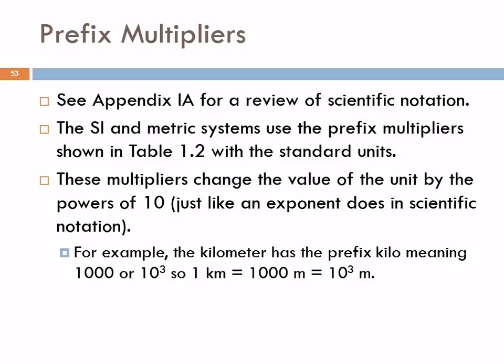The prefixes used in the metric system are multiples of 10. So they're 10 to the third, 10 to the minus 6, these sorts of things. And so they tie in very nicely with scientific notation. The multipliers change the value of the unit, just like the exponent does in scientific notation. So if we look at the unit kilometer, the prefix kilo means 1,000 or 10 to the third. So kilo multiplies meter by 1,000. A kilometer is 1,000 meters or 10 to the 3 meters.